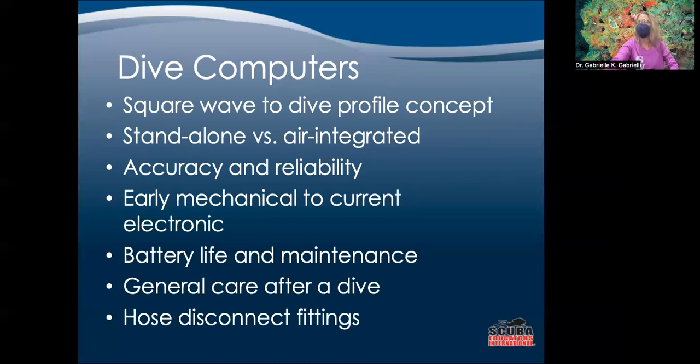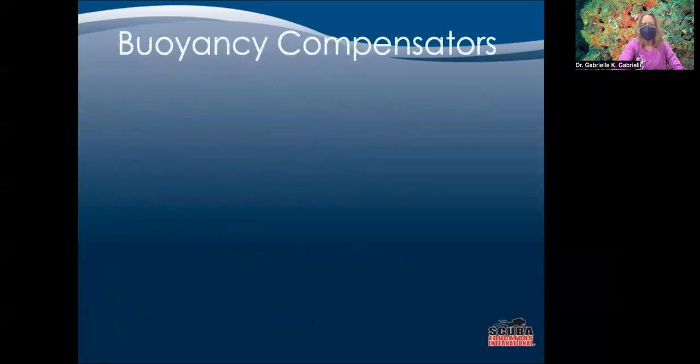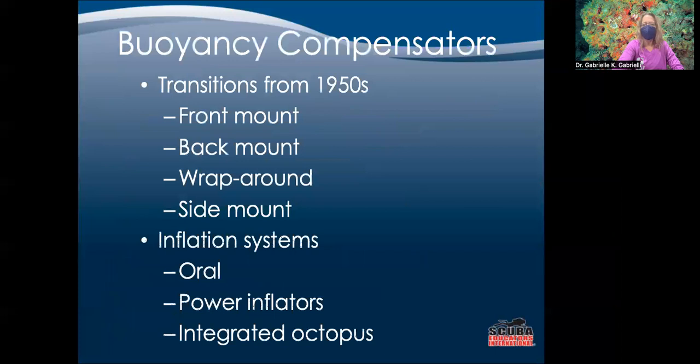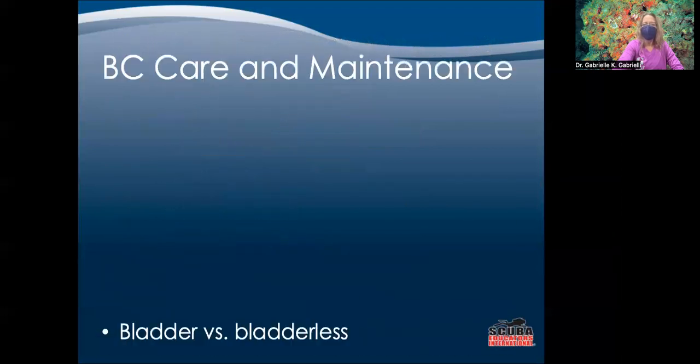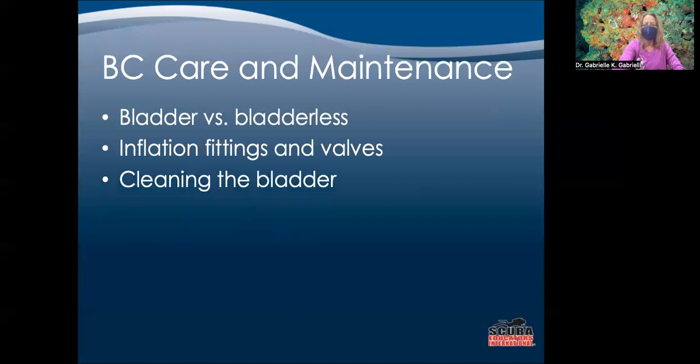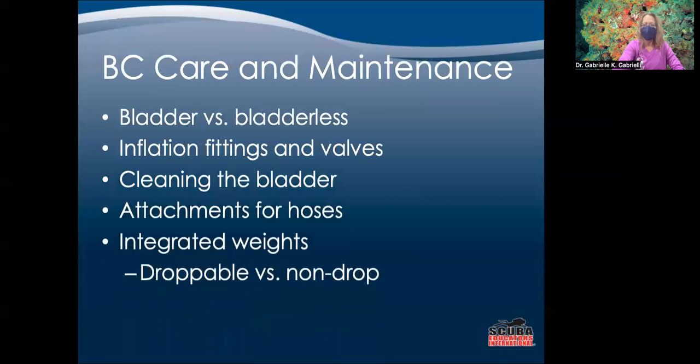So general care after a dive, we all know what to do, right? Press the buttons and rinse in the water and such. Hose disconnect fittings. Buoyancy compensators, transitions from the 1950s included front mount, back mount, wraparound, side mount, inflation systems, oral power inflator, integrated octopus. BC, go ahead. Milk jugs. Yeah, okay. All right. BC care and maintenance: bladder versus bladderless, inflation fittings and valves, cleaning the bladder, attachment for hoses, integrated weights, droppable versus non-drop. What do you want to say about cleaning the bladder, Jacob?